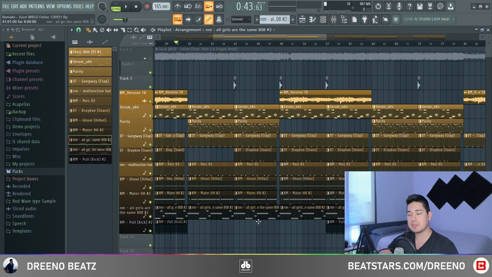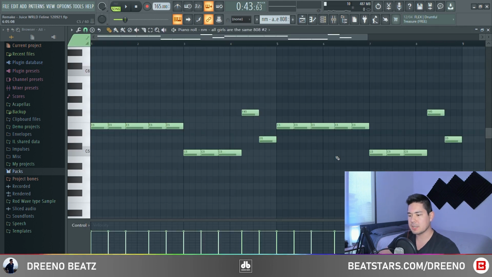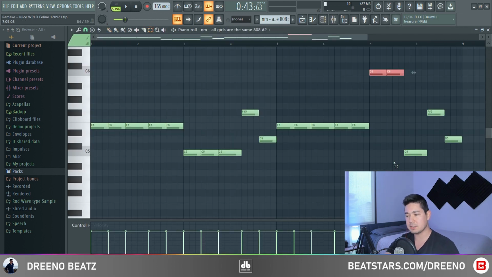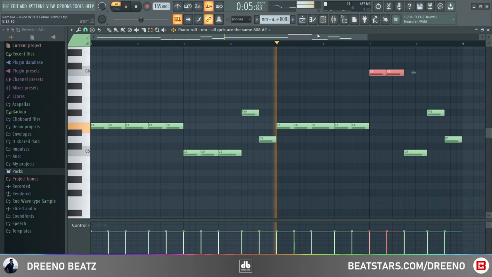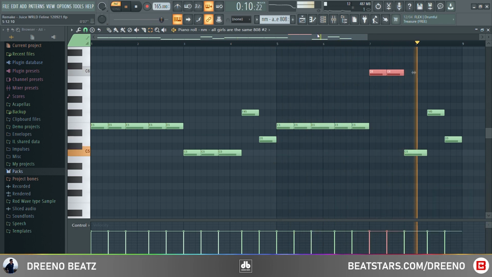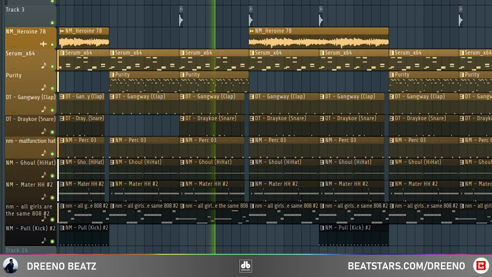So the last thing to note about this beat, there is a second 808 pattern that comes in at the end of this section right here. Using the same 808, the only difference in this pattern is that you just move these two notes up one octave. All together.